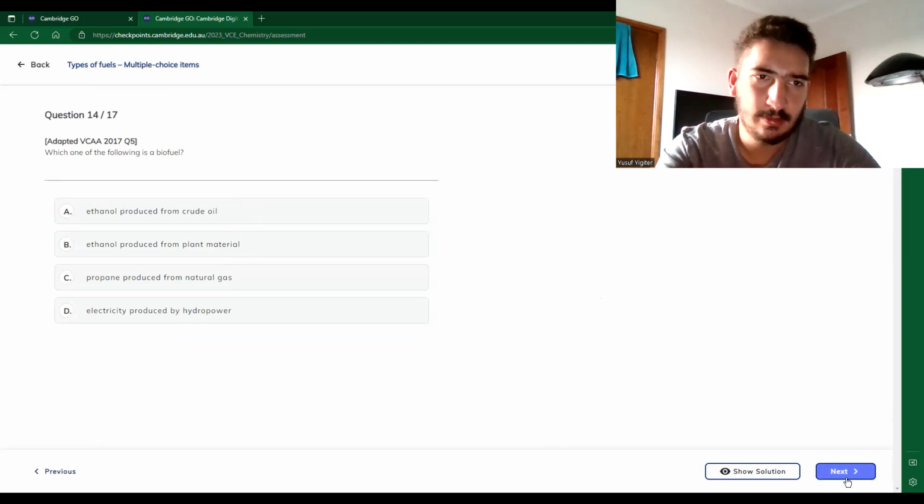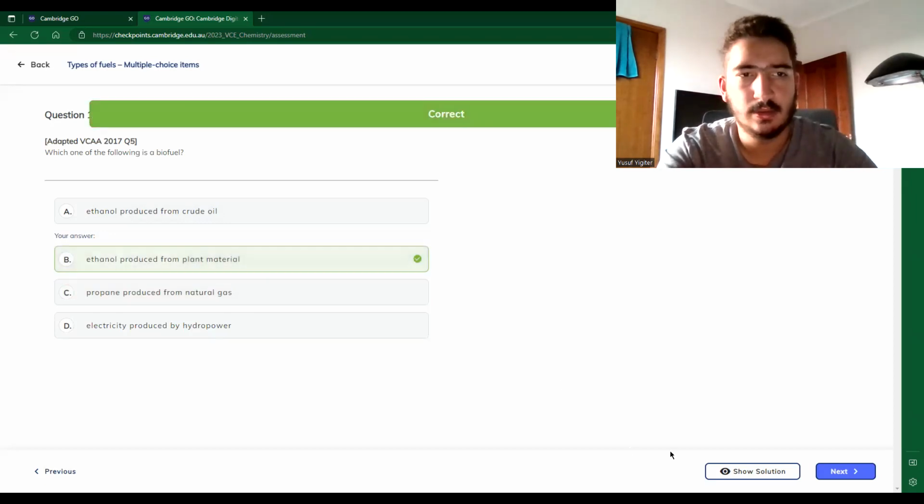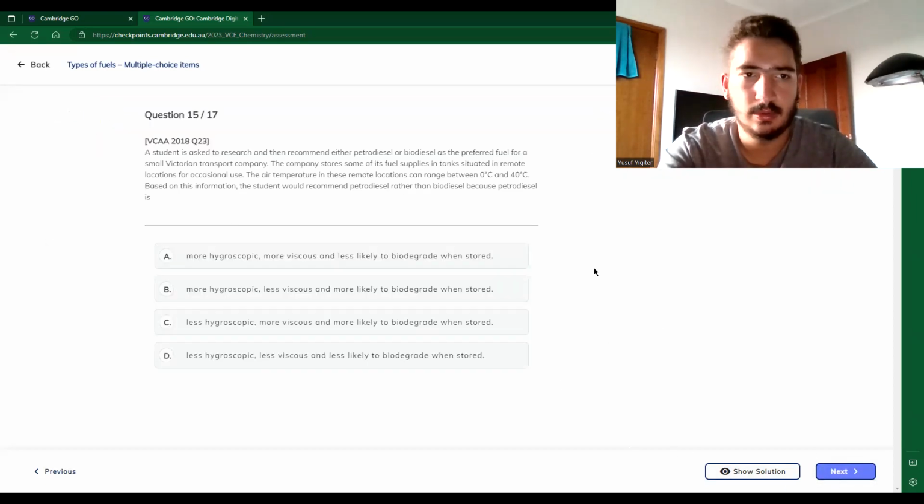Which one of the following is a biofuel? No, not this one. Obviously, natural gas is from crude oil.